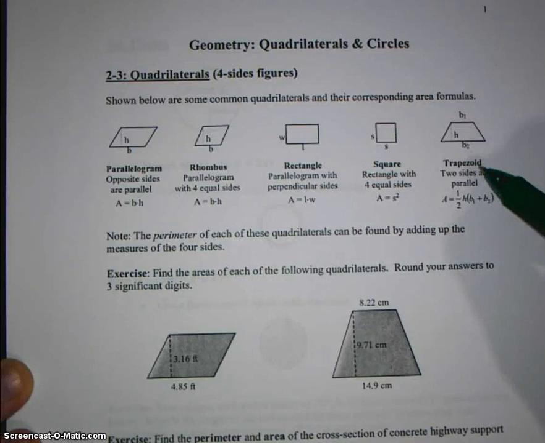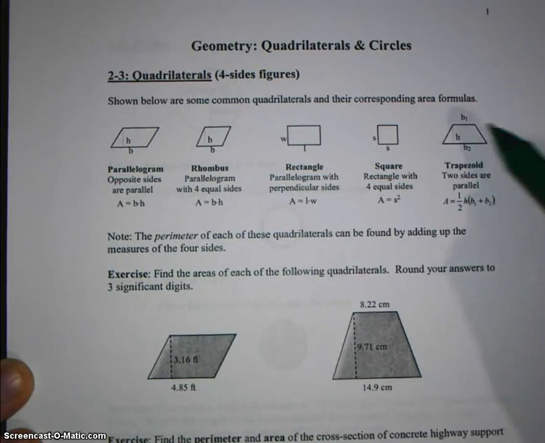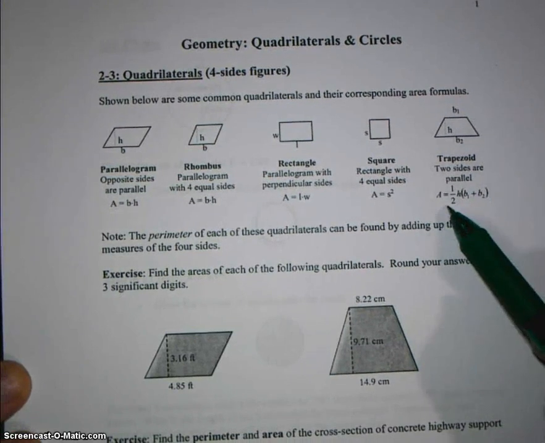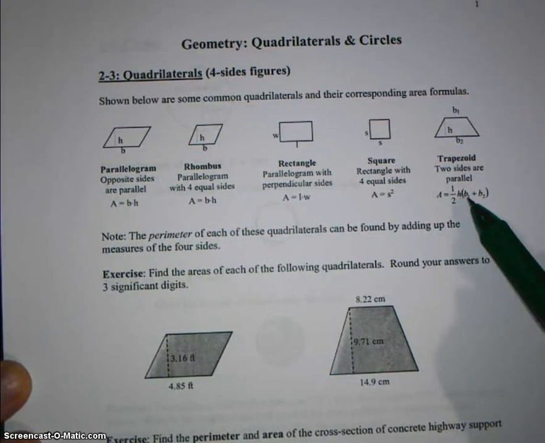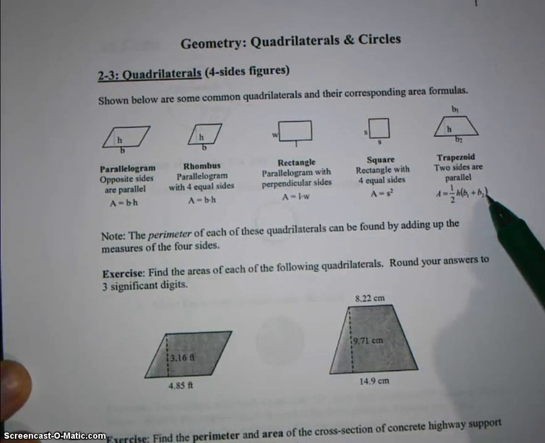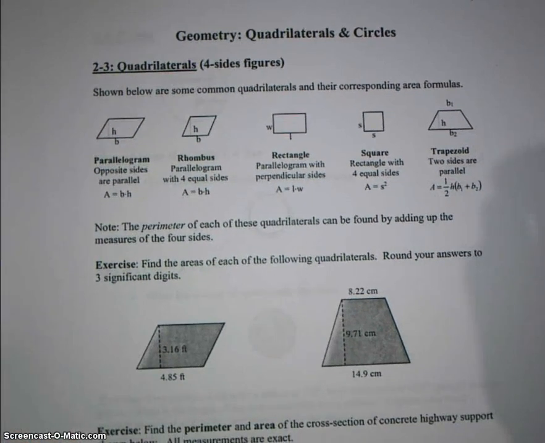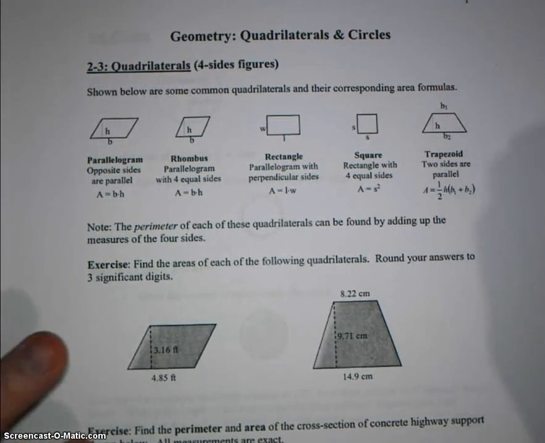And then we have a trapezoid. A trapezoid has two parallel sides and two that aren't. And its area is 1/2 times h times base 1 plus base 2. And what's really happening here, this is one that students have trouble remembering.